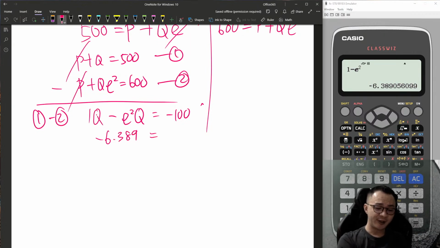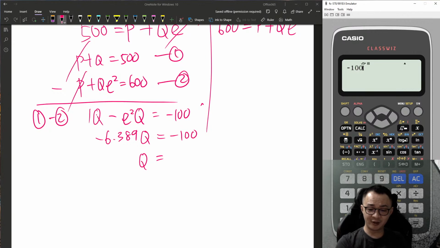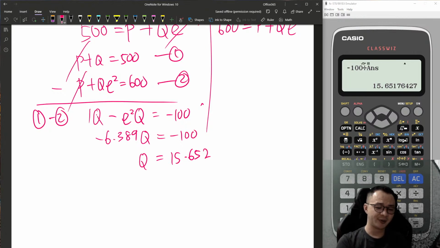Okay, Q equals negative 100. Then I can get Q is negative 100 divided by my answer just now. I will get 15.652 or 65, I think should be fine. I don't think they want so many decimals. I think 15.65 or 15.7 is fine.